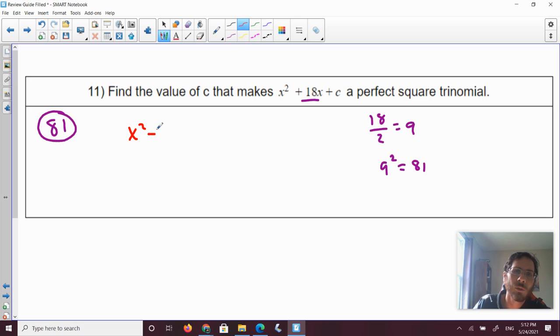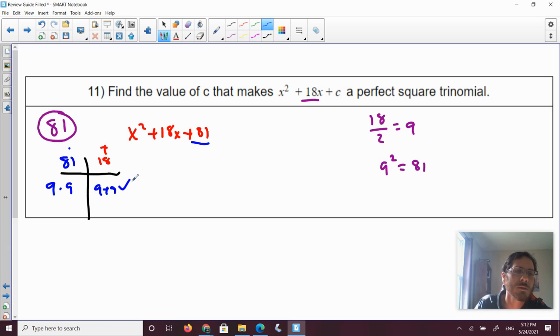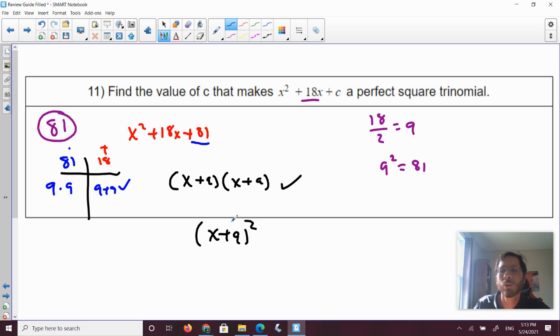If we wanted to double check ourselves, we could. We would write that as x squared plus 18x plus 81, and we'd have to factor it. It's not too bad, since we know they have to multiply to 81 and add up to 18. The whole goal for a perfect square trinomial is that we want the same number. So if I do 9 times 9, 9 plus 9 works. x plus 9, x plus 9. And that does work out. So we do get a perfect square trinomial, because that's the same thing as x plus 9 squared, which is why it's a perfect square.